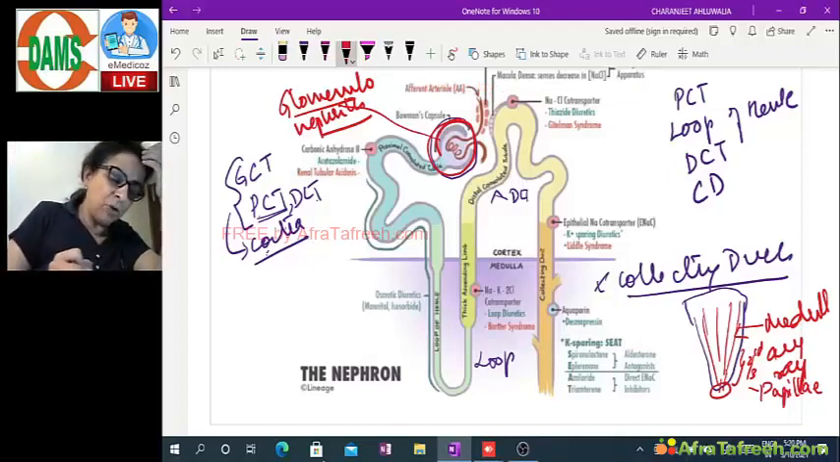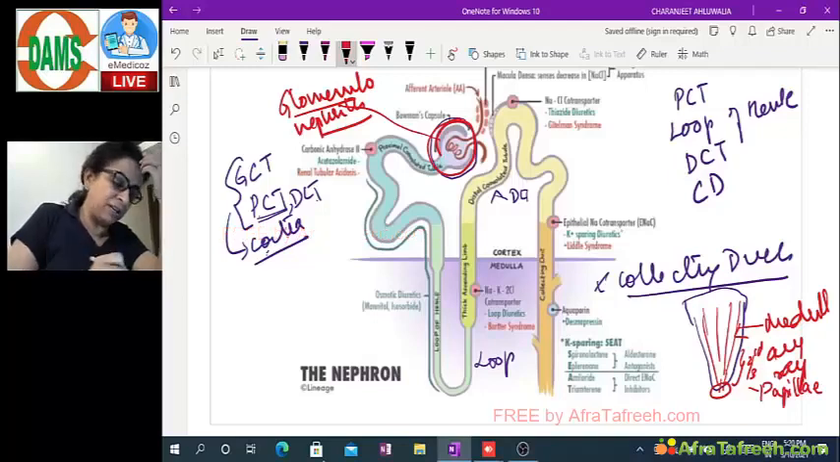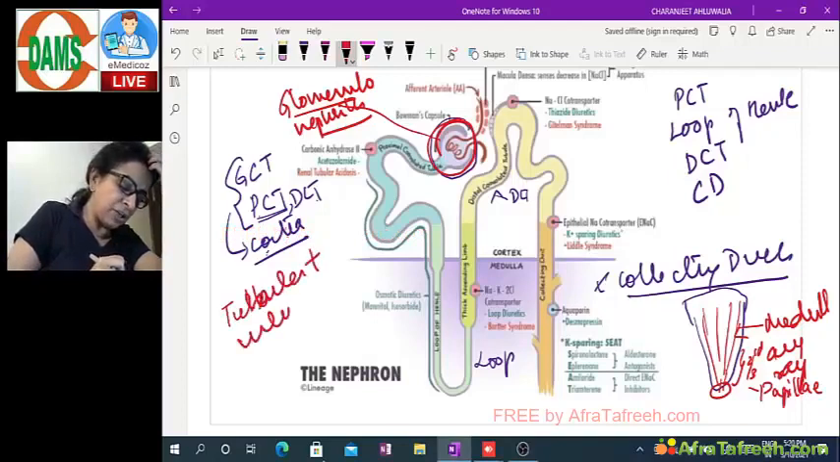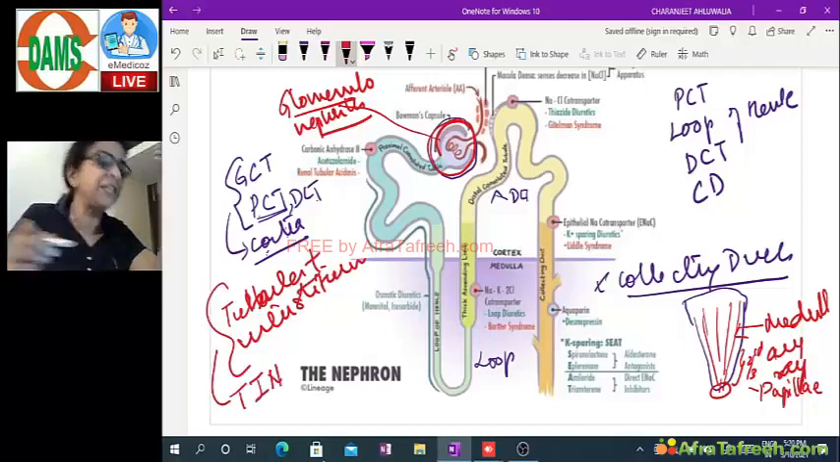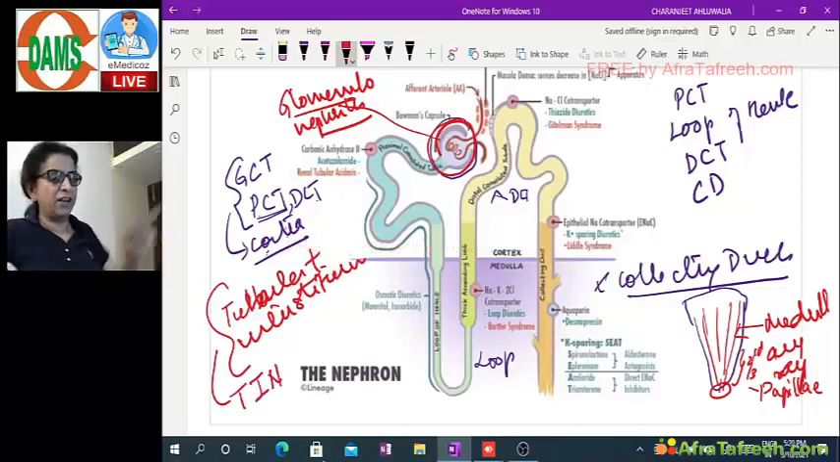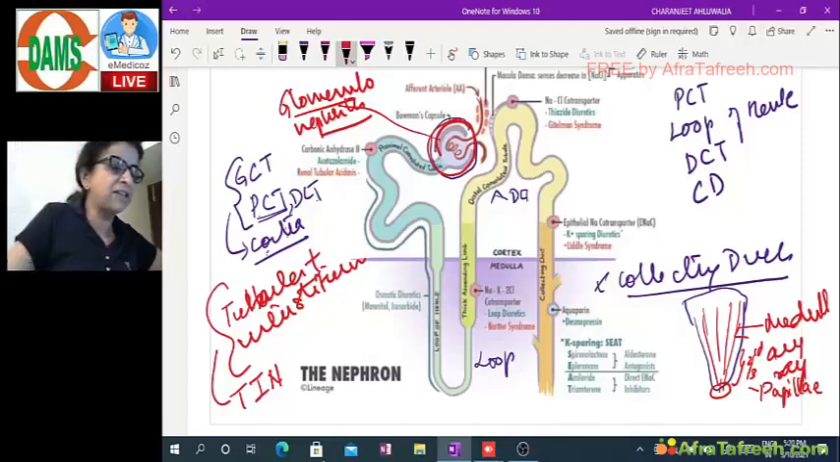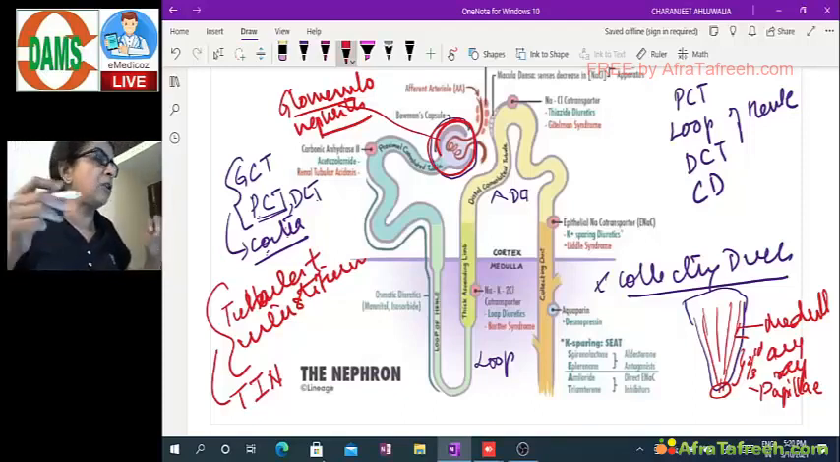Inflammation of the tubules. Tubules are the PCT, loop of Henle, DCT, collecting duct. So if the tubules and the interstitium get inflamed, that is called tubulointerstitial nephritis. So the two terms that you have to understand are glomerulonephritis and tubulointerstitial nephritis.